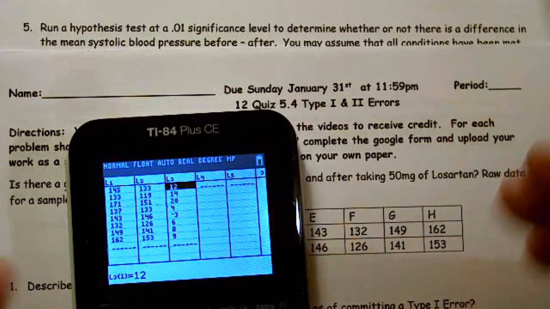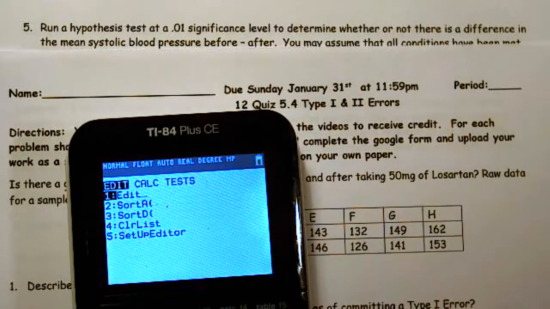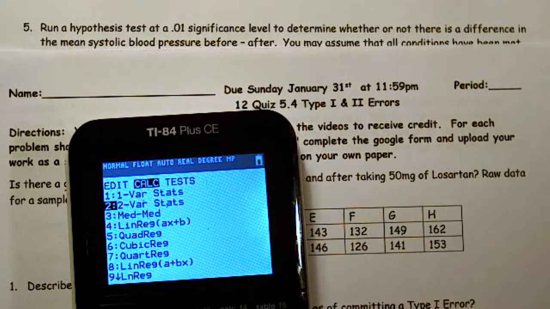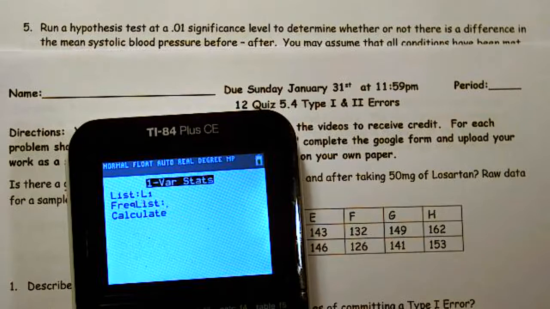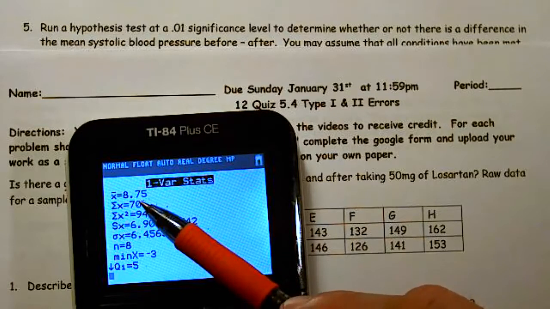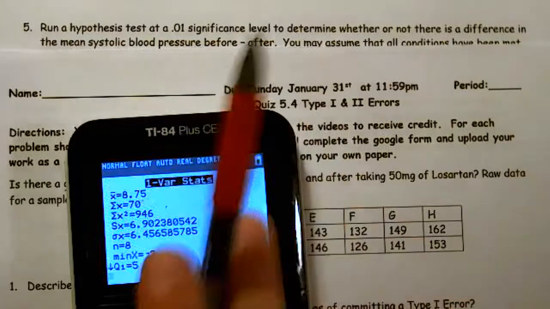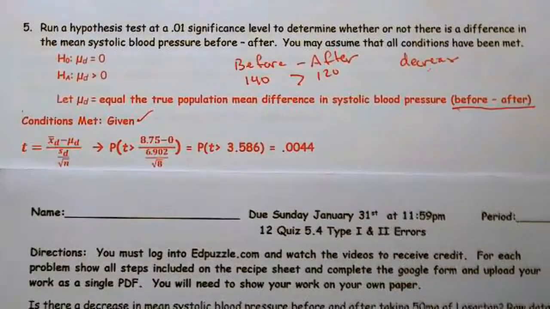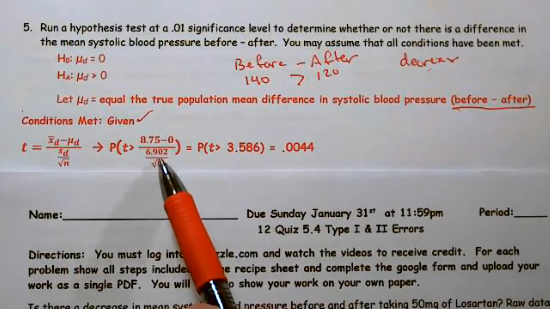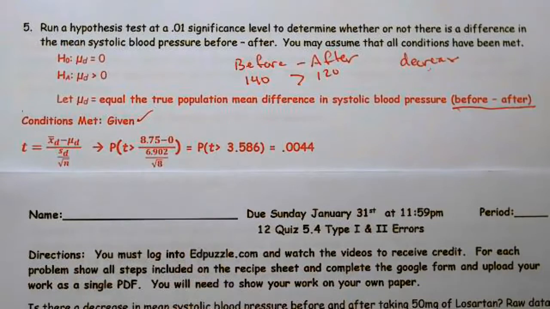Now I need to calculate my x bar and the standard deviation. So I'm going to go stat, calc, one variable statistics. My list is not in L1, my list is in L3, because that's where the data of the difference is. And I end up with a mean of 8.75 and a standard deviation of the sample of 6.9023. All right, so I'm going to use those values and plug them in. I have 8.75 minus 0 divided by 6.902 over the square root of 8.